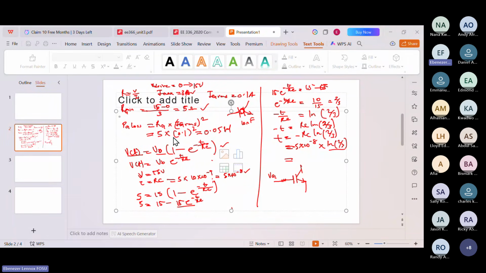The next thing we need to calculate is the time constant, which is given by RC. We've taken the minimum resistance, which is 5 ohms, and the gate capacitance was given as 10 nanofarad. When we multiply the resistance by the capacitance, that gives us the time constant. So we have 5 multiplied by 10 times 10 exponent minus 9, which gives a time constant equal to 5 times 10 exponent minus 8.